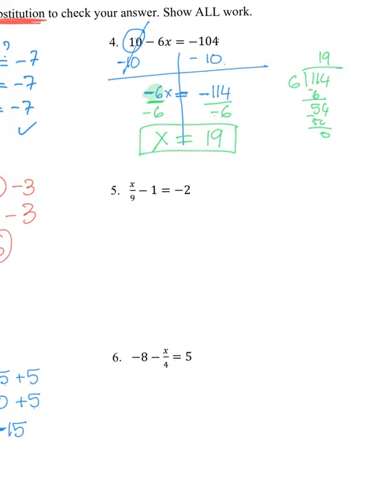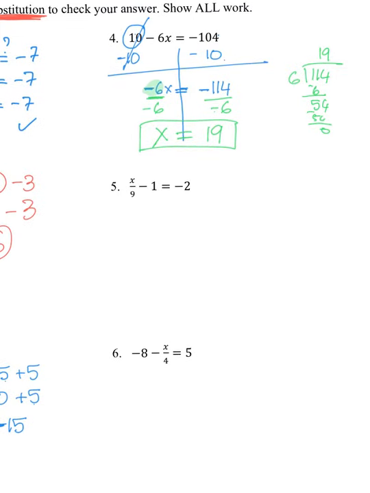Number 5, you guys can go back and check the answer by plugging 19 into the x. But I'm going to go ahead and finish this worksheet. x over 9 minus 1. So first, I'm going to get rid of the constant. The constant is a number by itself. Make sure I'm circling the negative as well.